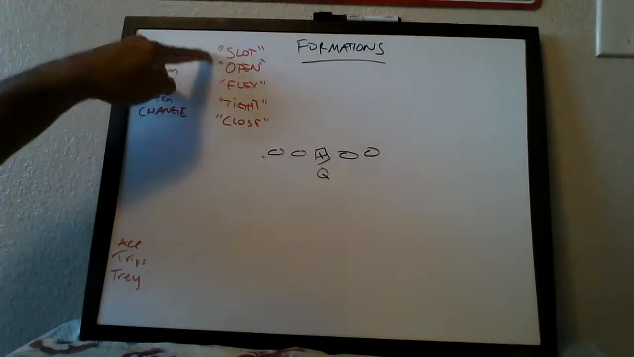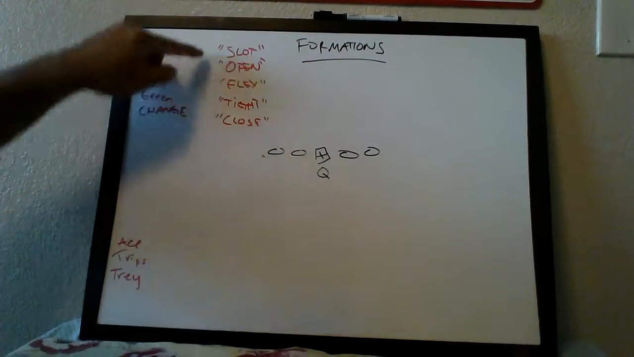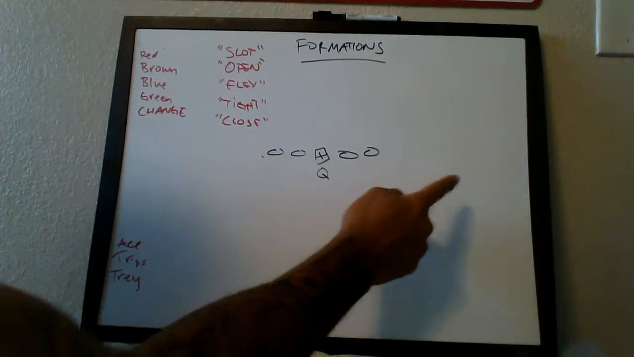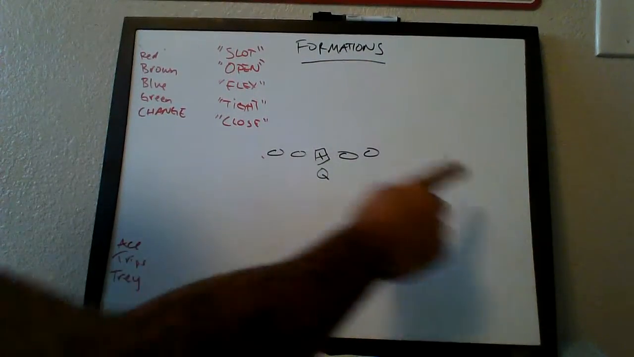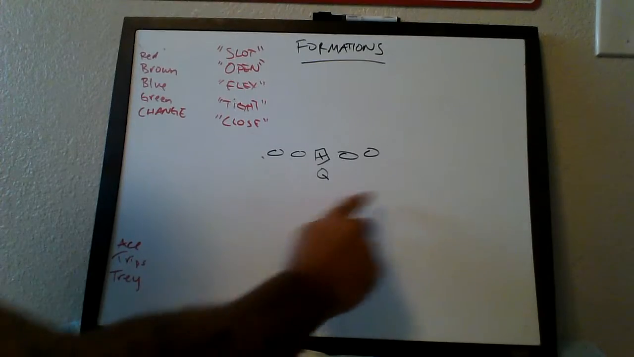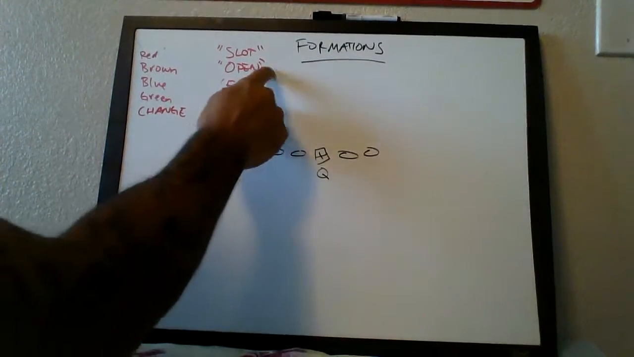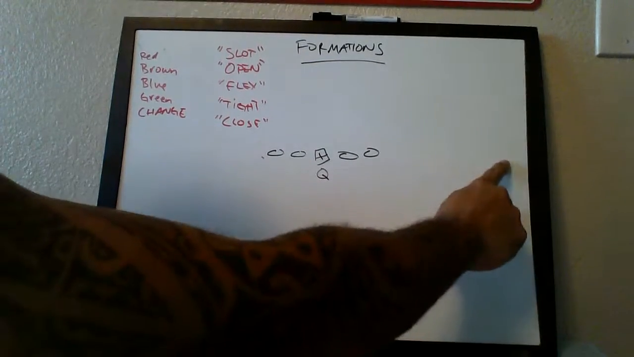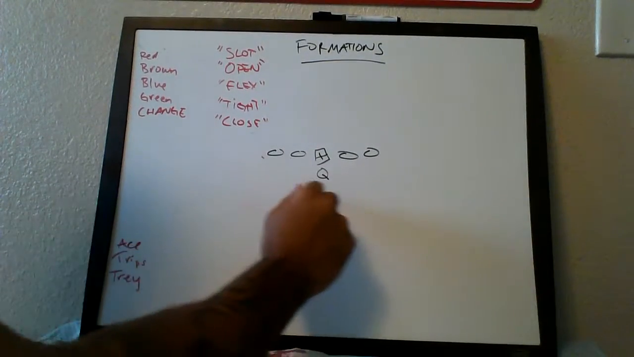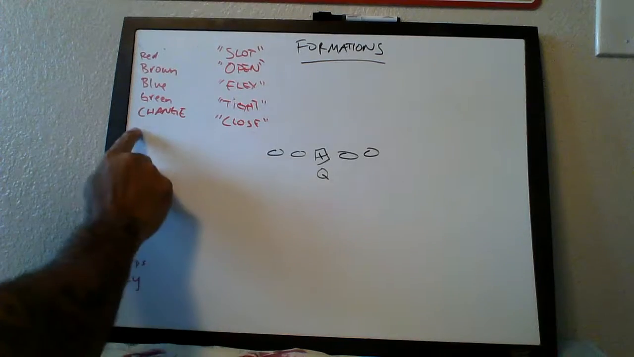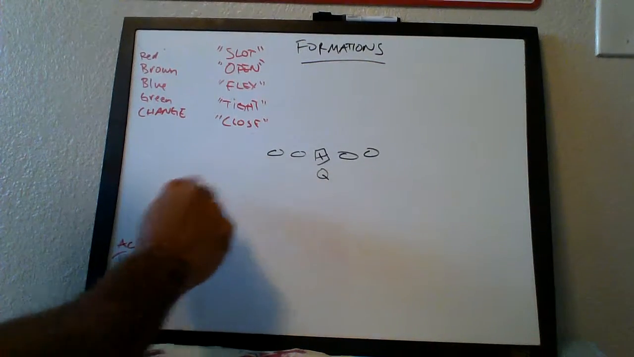And then our variations on these formations. Slot pertains to the Z. Close pertains to the Z. The Z moves to where he's got to go in the formation. And then open and flex for the tight end. Tight end's got to open or just flex out a little bit. And then the only one that X has got to remember is tight, because he just comes in as a tight end.